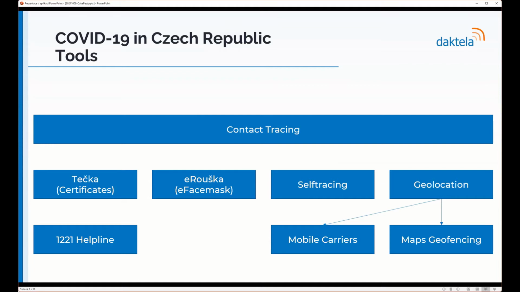We have a self-tracing application, which is definitely part of the contact tracing, and I'll talk about it later. And one very advanced thing that we implemented in the beginning in the pilot, but as it sounds pretty cool from a technological perspective, it didn't prove to be useful in the fight against COVID, is geolocation, where we've been able to deal with the biggest telco operators in the Czech Republic.